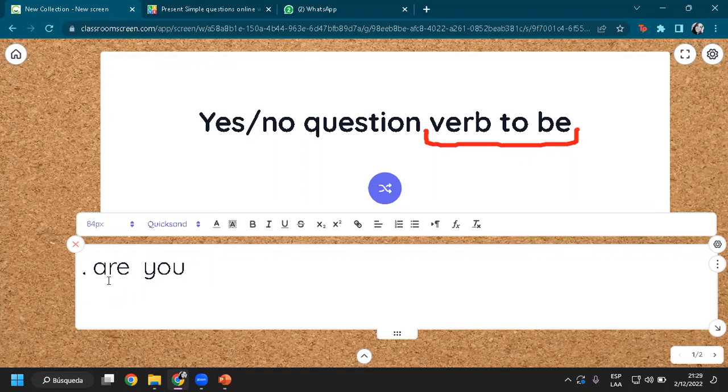¿Cuál sería el complement? Go to work. Ok, ¿puedo usar go to work? No. Ok, pay attention here, pero everybody. Si yo ya tengo el verbo to be, no lo puedo combinar con otro verbo, right? Aquí lo que podríamos decir es, are you at work? Como diciendo, ¿qué estoy preguntando aquí? Are you at work?